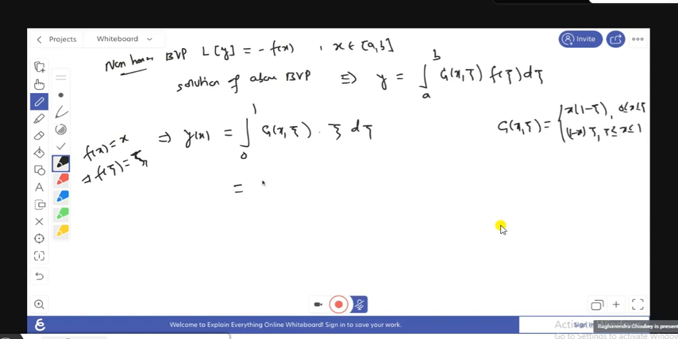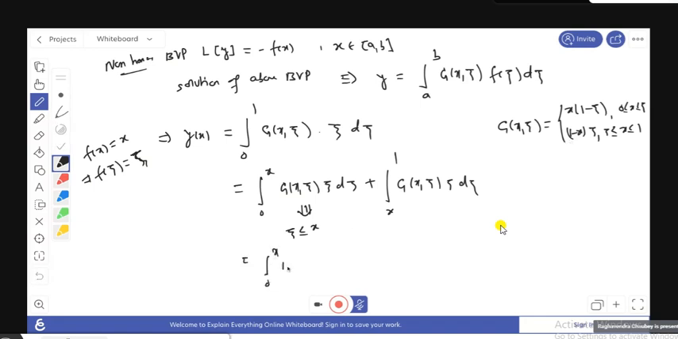So here we break this into 0 to x, because this is the interval of x, g(x, xi) d xi, plus x to 1. In this term, x is less than xi. So here you have to take xi such that, in this portion, xi is less than or equal to x. So we see when xi is smaller than x, in this part.